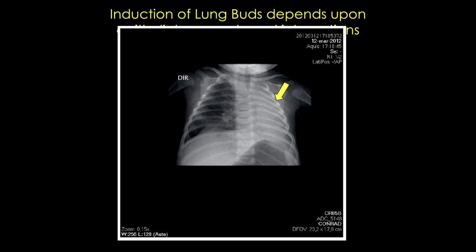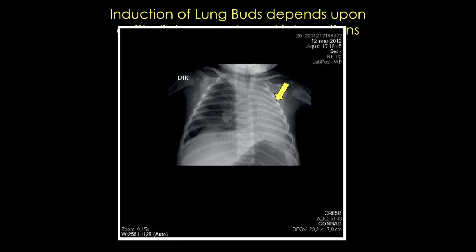Now, interestingly, if there are no other associated anomalies, sometimes diagnosis of unilateral pulmonary agenesis is greatly delayed. So it's often made in adulthood in asymptomatic patients. In fact, one of my clinician colleagues had a patient whose lung agenesis was discovered in a chest X-ray when she was in her 90s, which is just crazy.